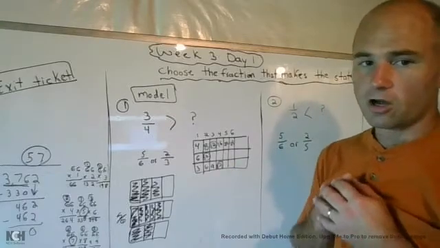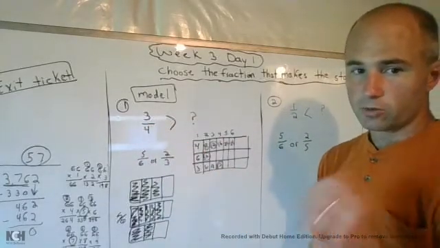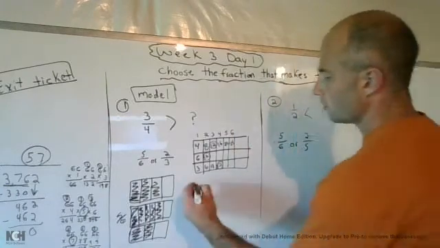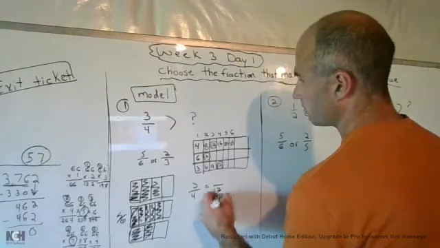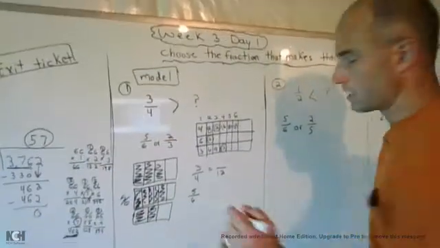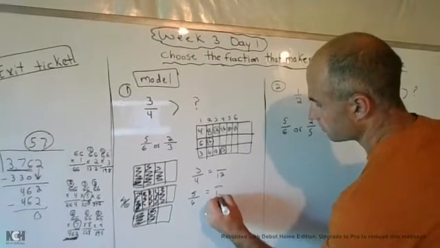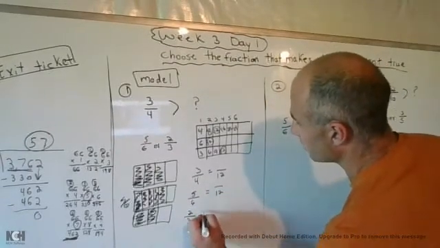So I'm going to turn all of these fractions into having a denominator of 12. 3/4 needs to have a denominator of 12. 5/6 needs to have a denominator of 12. And 2/3 needs to have a denominator of 12.